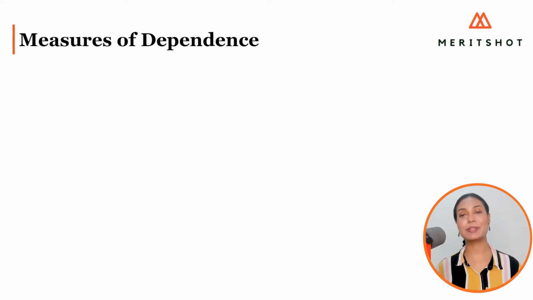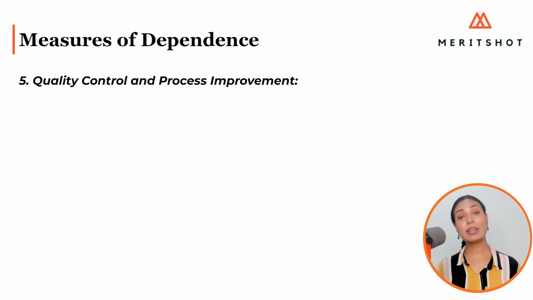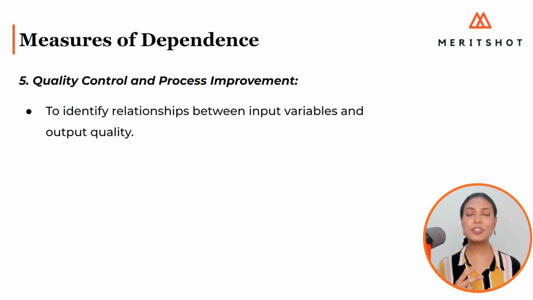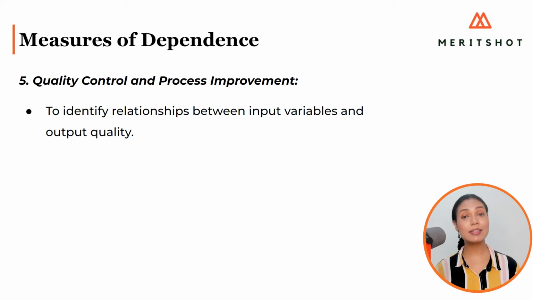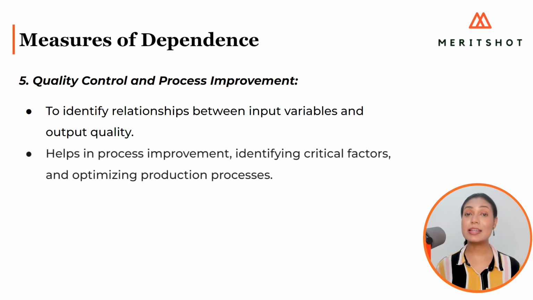Number 5, quality control and process improvement. In manufacturing and quality control, measures of dependence are used to identify relationships between input variables and output quality. This knowledge helps in process improvement, identifying critical factors, and optimizing production processes. Overall, measures of dependence in statistics provide valuable insights into relationships between variables, enabling better understanding, prediction, decision-making, risk assessment, and process improvement in various real-world contexts.